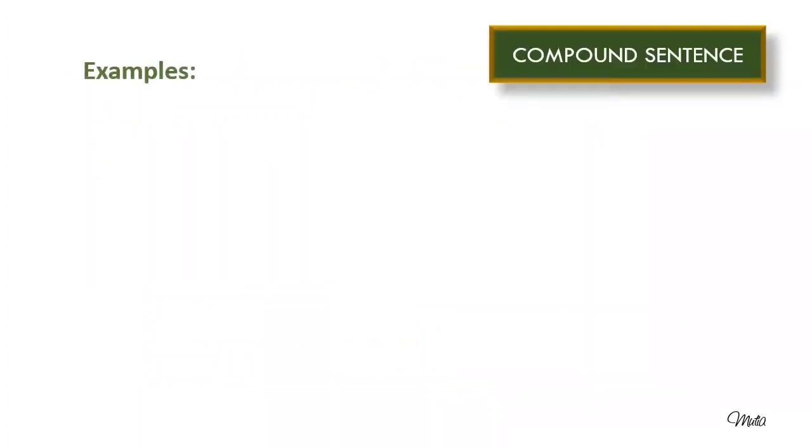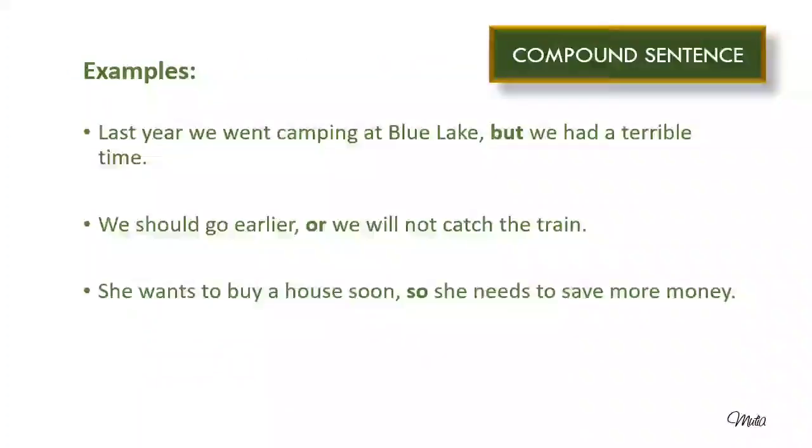Other examples of compound sentences by using coordinators are: last year we went camping at Blue Lake, but we had a terrible time. We should go earlier, or we will not catch the train. She wants to buy a house soon, so she needs to save more money.